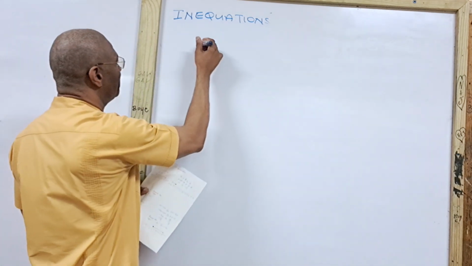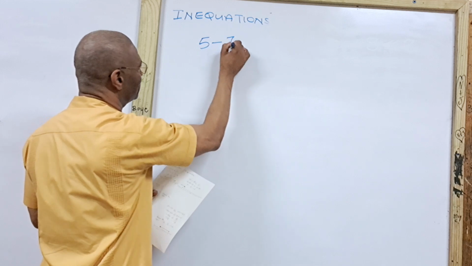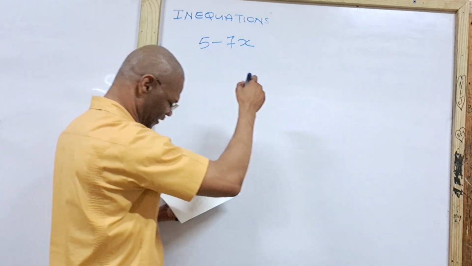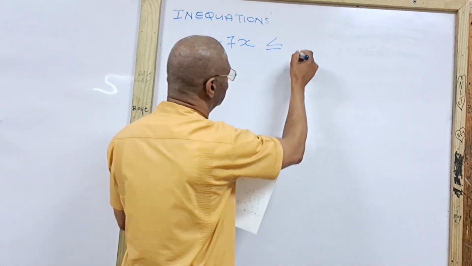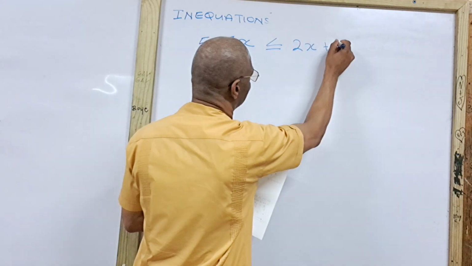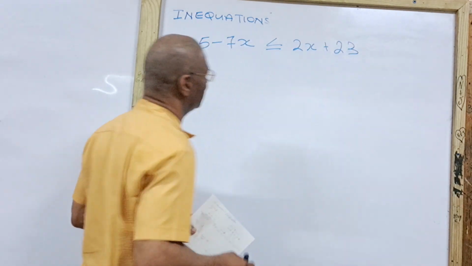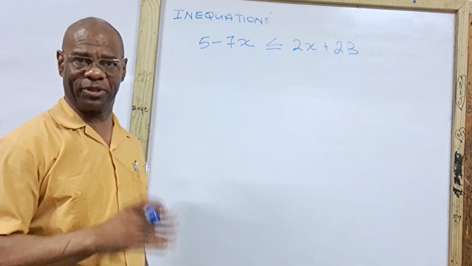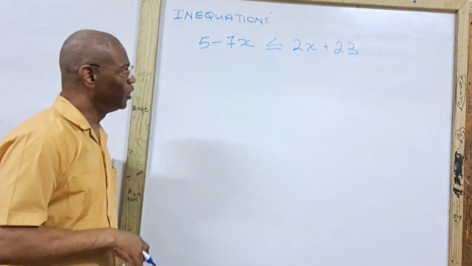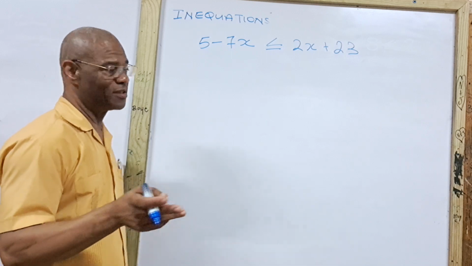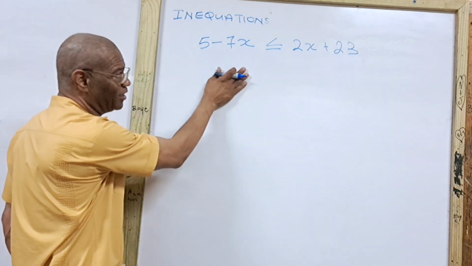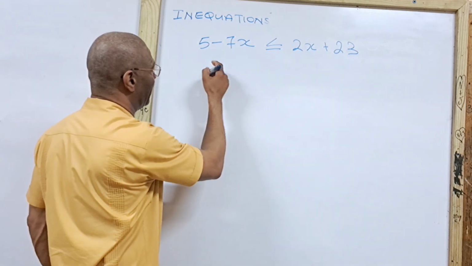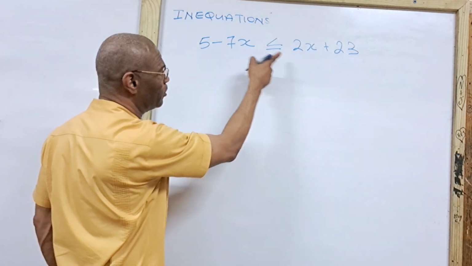And so we have 5 minus 7x is less than or equal to 2x plus 23. Alright? So we are going to follow the same procedure again. We are going to group like terms. If I keep all my x's on the left, I'm going to now subtract 5 from both sides.